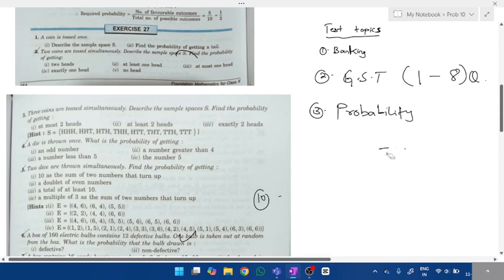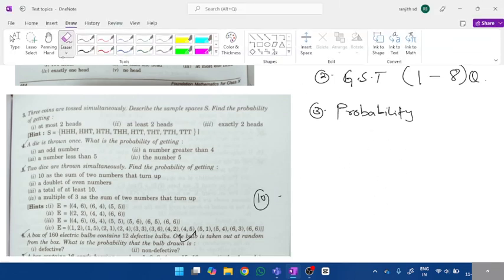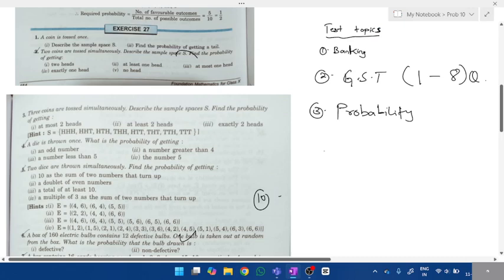You have questions based on that. Then for coin, students, for one coin, what are the total outcomes? For one coin, what are the total outcomes we have? Head and tail. Yes. And what is the formula, students? What's the formula you have to remember? 2 to the power of n.